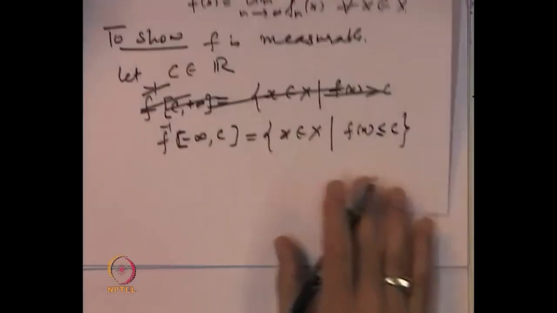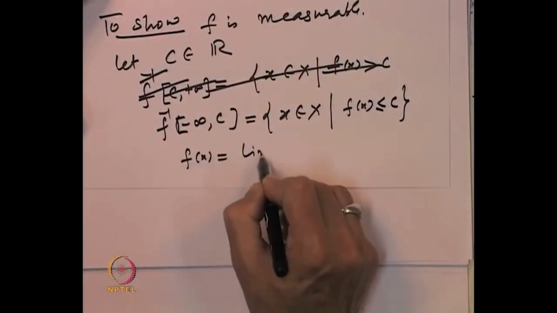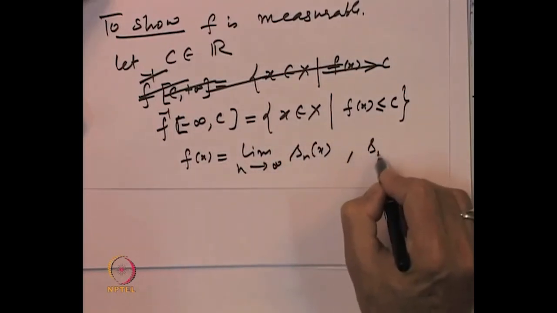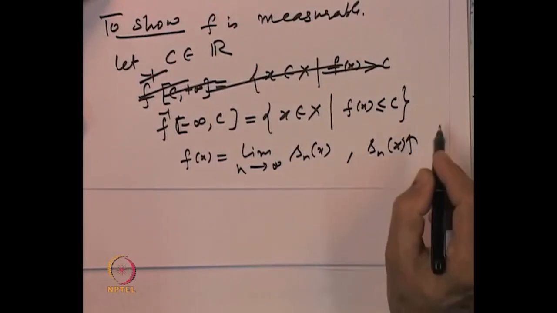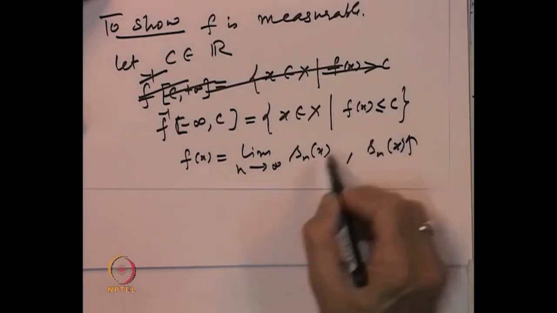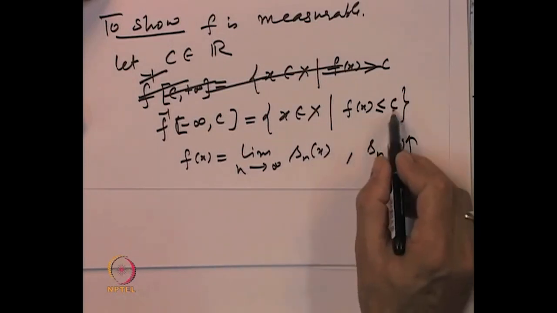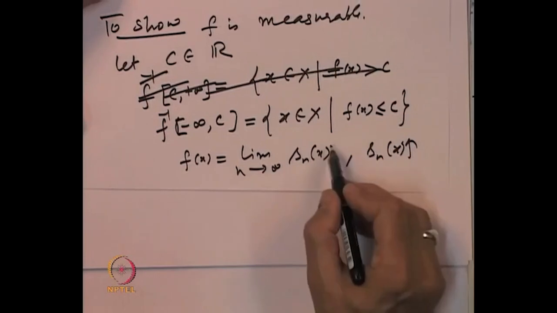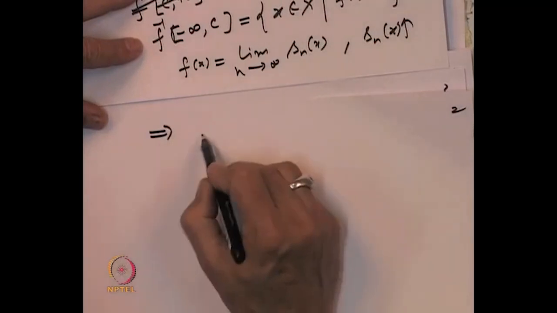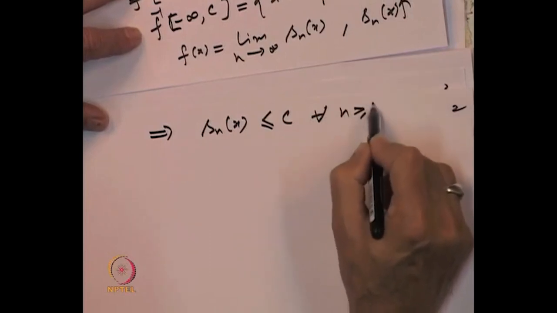And what is f of x? Recall, just now we said f of x is the limit as n goes to infinity of s n of x, and s n of x is increasing. So, if the limit of s n of x, which is f of x, is less than or equal to C, that means each s n has to be less than or equal to C, because even if one goes above C, then the limit has to be bigger than C. So, this condition implies that s n of x is less than or equal to C for every n bigger than or equal to 1.